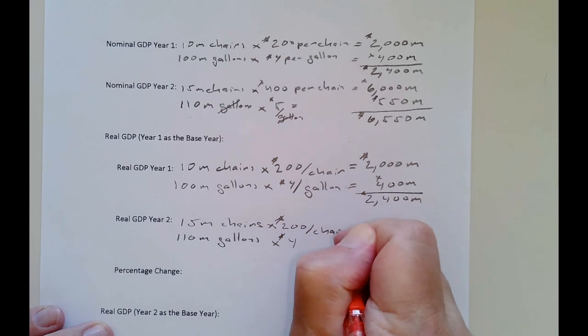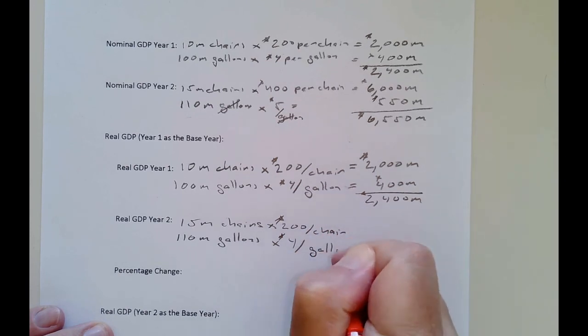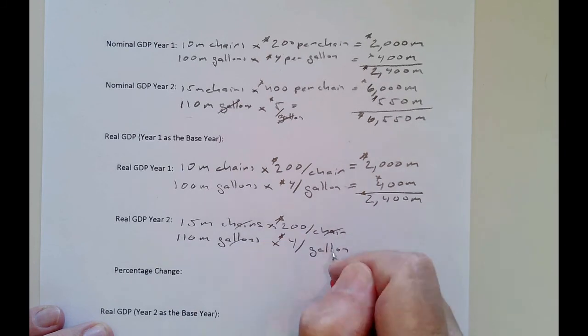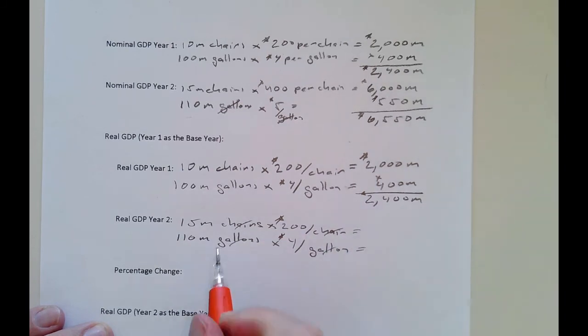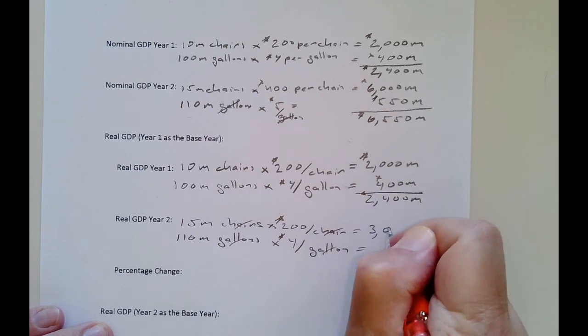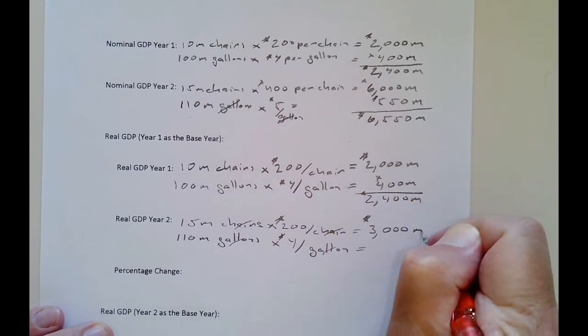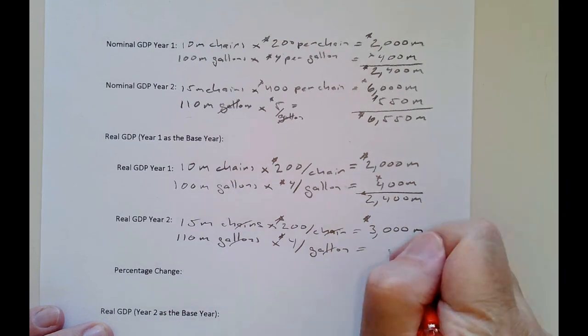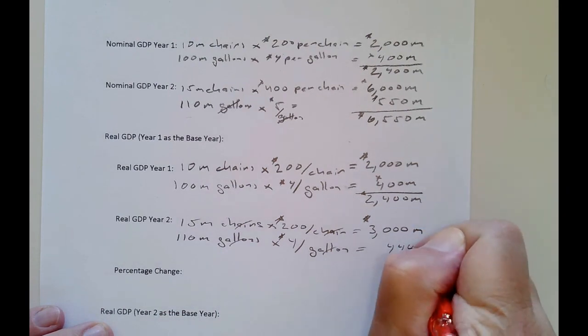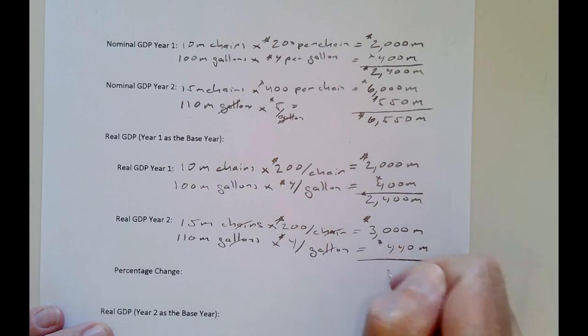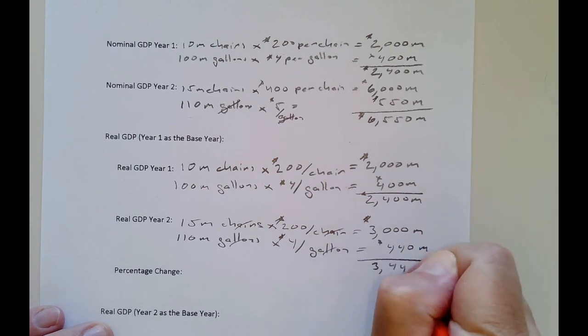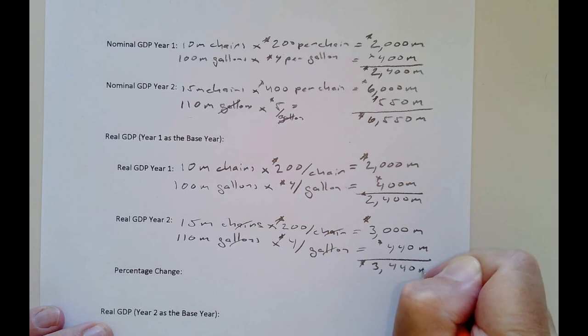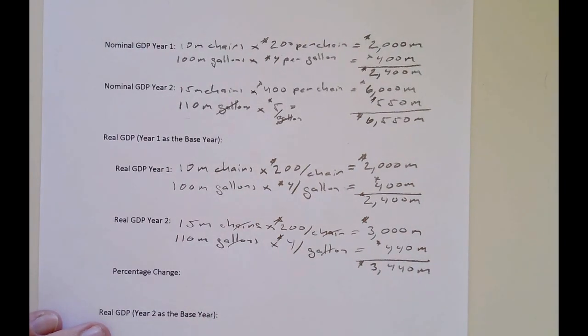$200 per chair, $4 per gallon. Again, the chairs cancel, gallons cancel. We have dollars left over. 15 million times 200. Well, 10 million will give us 2,000, and then another 5 will give us another 1,000, so that'd be $3,000 million. And then 110 million times 4 would be 440 million. And that would be 3,440. Always make sure you have dollar signs and millions, and that would be the real GDP for year 2.